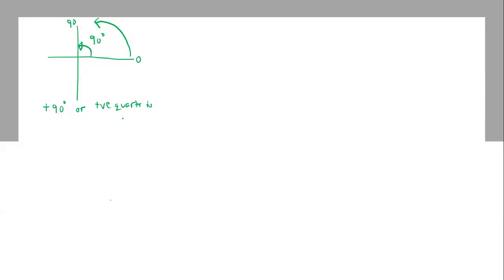Quarter means 1 out of 4, and a turn has 360 degrees, so when you simplify, you get 90 degrees. So they can call it positive 90 degrees, or positive quarter turn, or they can just call it 90 degrees. Now, these matrices of transformations, how do they come about? Always when we are deriving these matrices, we use a unit square, where i is 1, 0, and j is 0, 1. That is a unit square. Now, when I'm rotating, I rotate individual points.